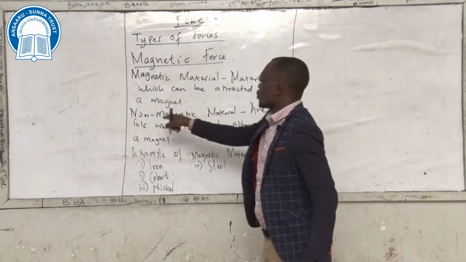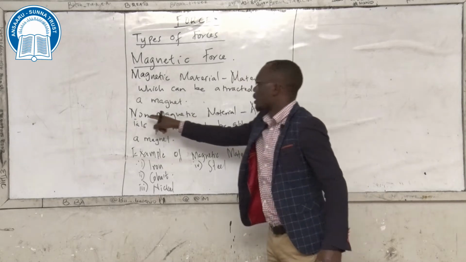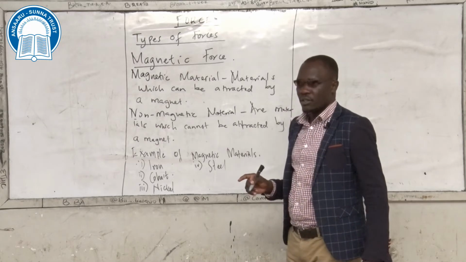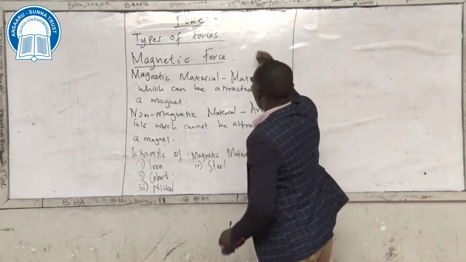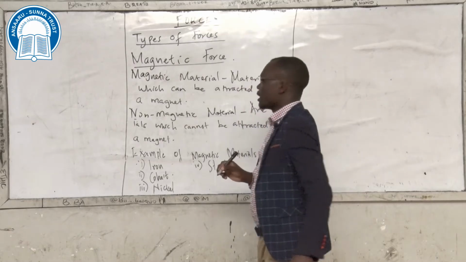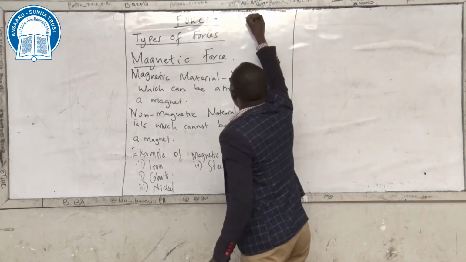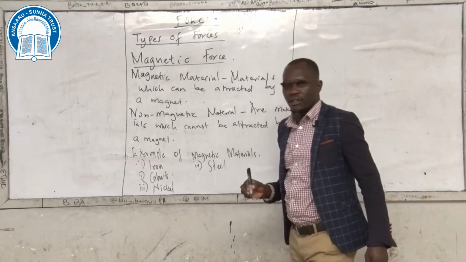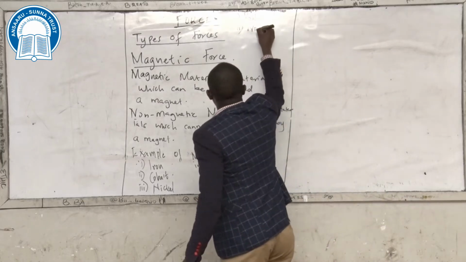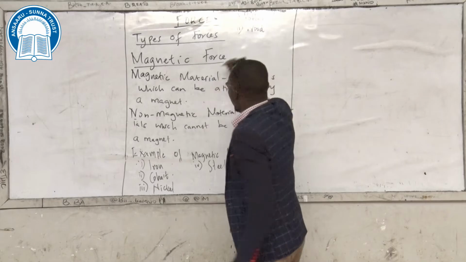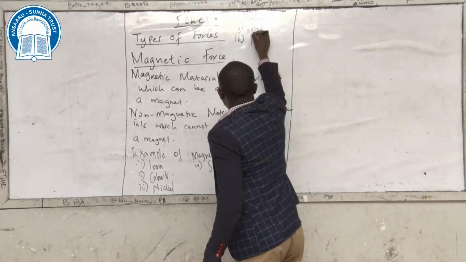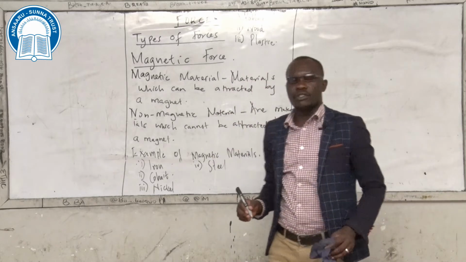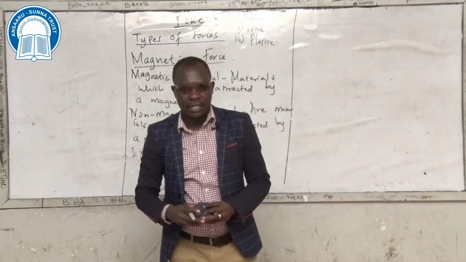But we said we have materials which a magnet cannot attract, and we call them non-magnetic materials. Examples of non-magnetic materials include rubber. A magnet cannot attract a rubber material. We have wood. We have plastic. Those are examples of non-magnetic materials.